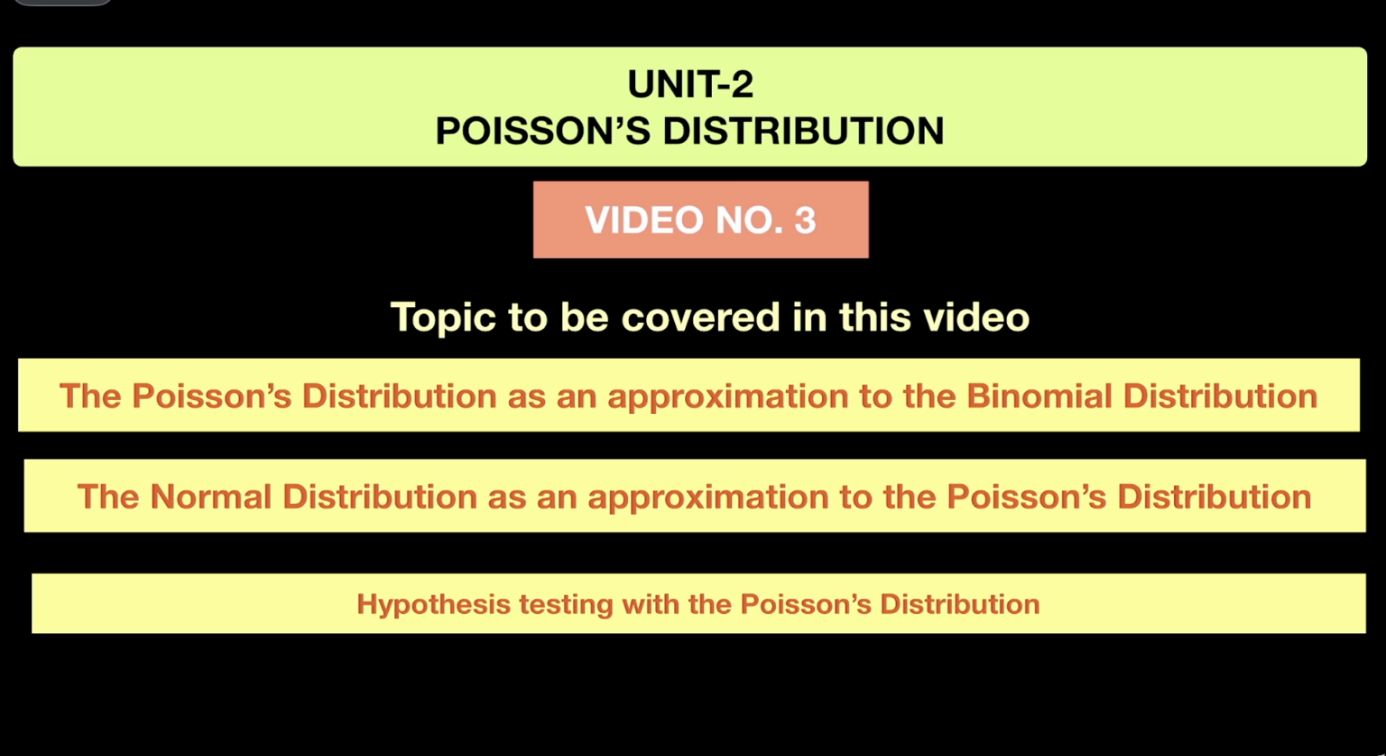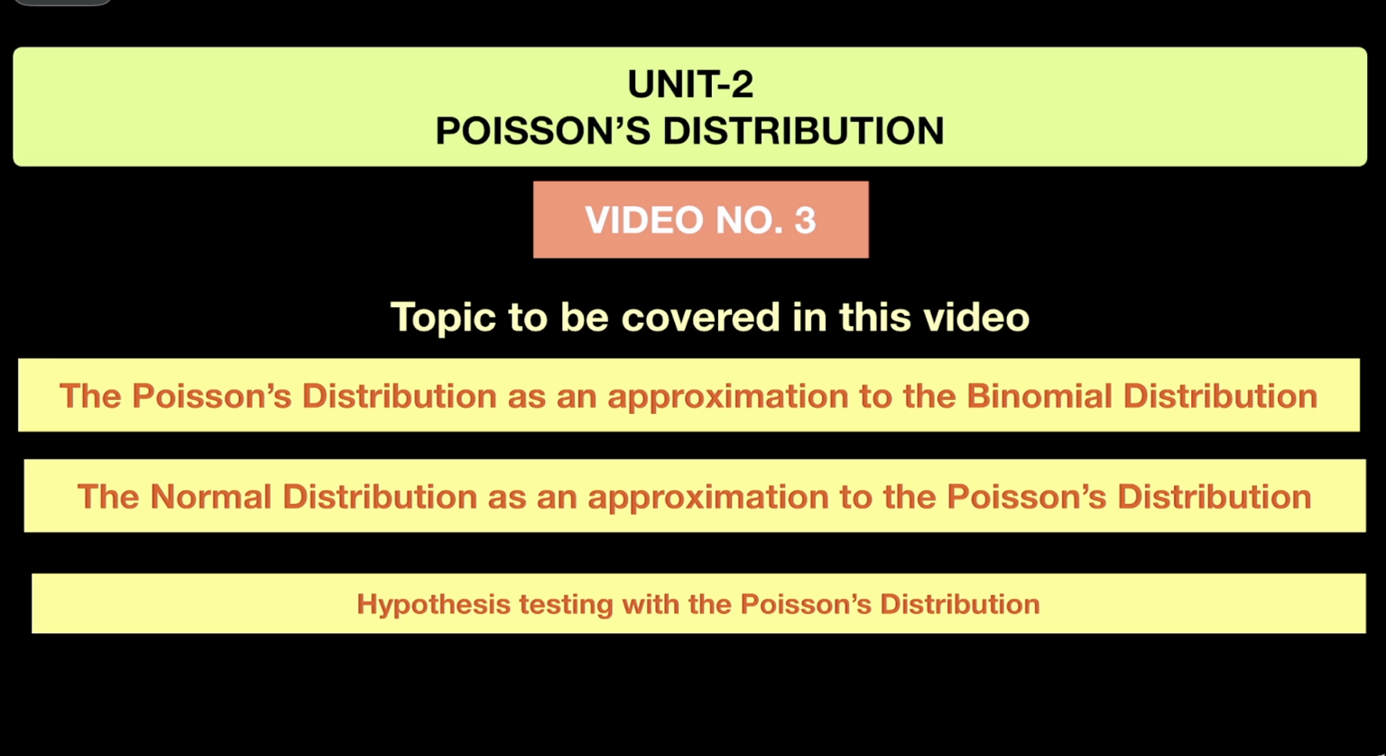In today's video, we are going to cover paper 6 of 9709, unit 2, Poisson distribution. This is your video number 3 and this video is in continuation with video number 1 and video number 2. So I suggest you please go through video number 1 and video number 2 so that you can effectively understand what we have covered in video number 3.